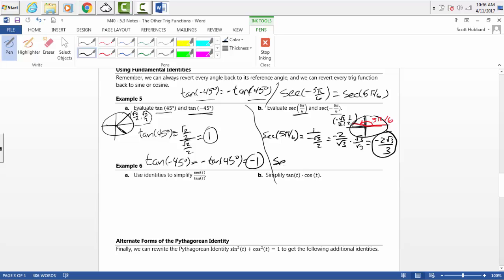Okay? And again, knowing that identity, I know that it's going to be exactly the same thing. It's going to be negative 2 root 3 over 3. And the reason for that is that negative 5 pi over 6 is over here, and it's going to have the same secant value because the x is the same value right there.